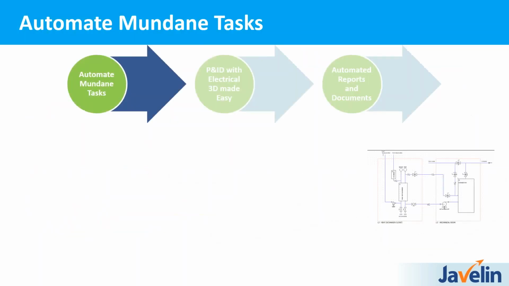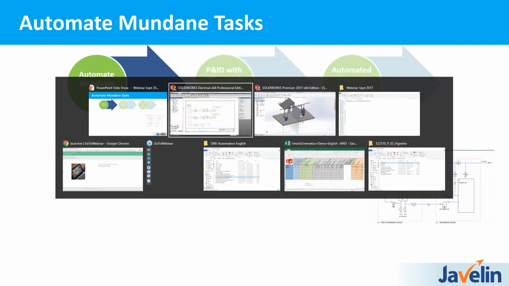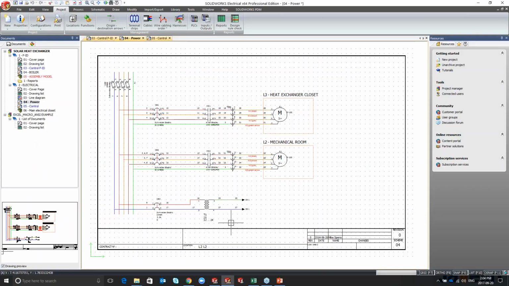Let's get into our demonstration. We're going to start off by trying to automate some of our mundane tasks. I have SOLIDWORKS Electrical open in front of me. This is our standalone interface, which can work independent of SOLIDWORKS. What this means for you as a designer is that you can keep your schematic documentation separate from your 3D or mechanical designs.